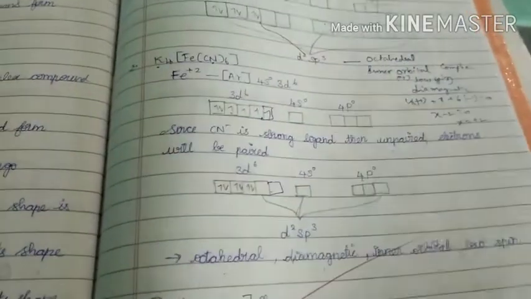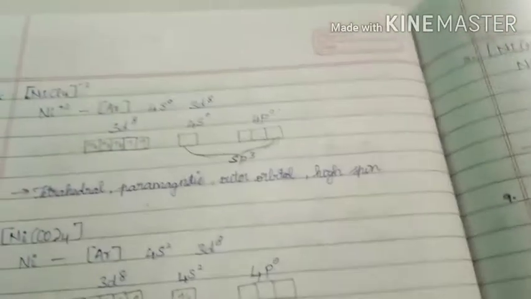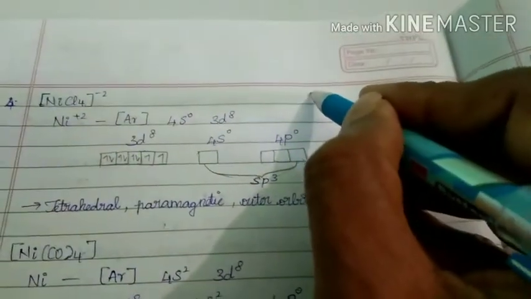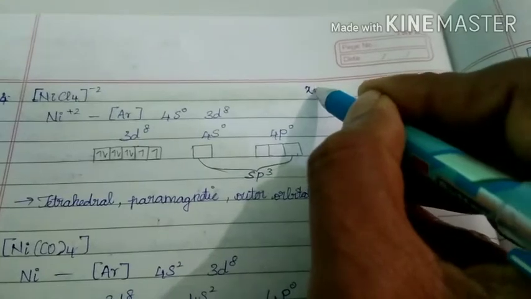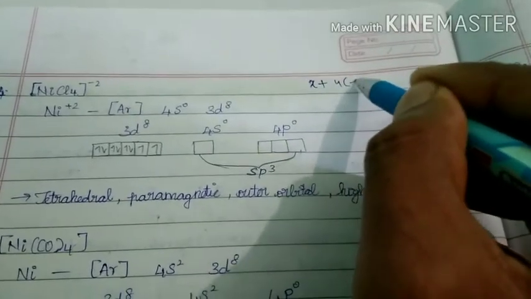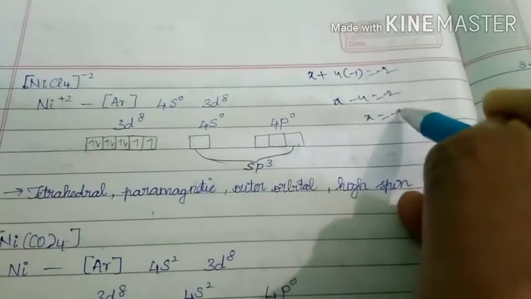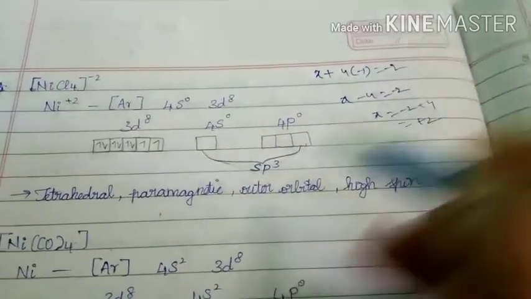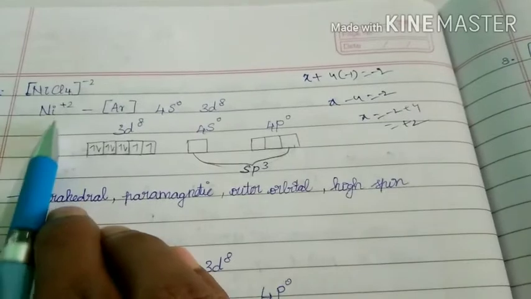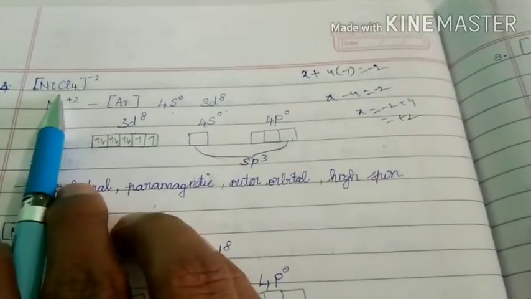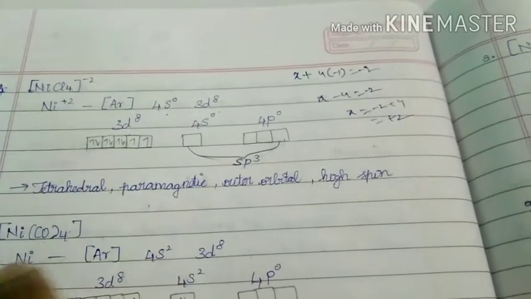Next, one more example, then you will get a clear idea. That is NiCl4 2-. First, what do we have to find? We have to find the oxidation state. X plus 4 times chlorine, which is minus 1, equals minus 2. X minus 4 equals minus 2. X equals minus 2 plus 4, so plus 2. So what is the electron configuration for Ni2+? Argon 4s0 3d8. Since Cl is a weak ligand, these two unpaired electrons will not pair up.